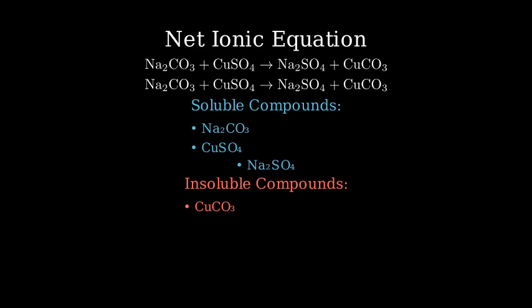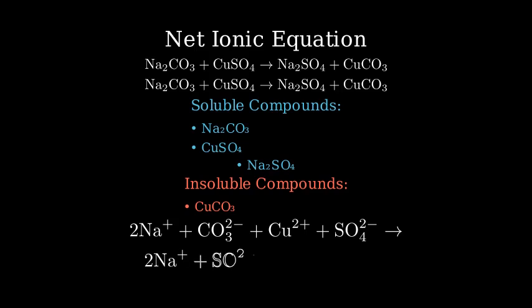Now let's write the complete ionic equation by breaking down the soluble compounds into their ions. Sodium carbonate breaks into 2 sodium ions and 1 carbonate ion. Copper sulfate breaks into 1 copper 2+ ion and 1 sulfate ion. Sodium sulfate breaks into 2 sodium ions and 1 sulfate ion. Copper carbonate stays together as it's insoluble.